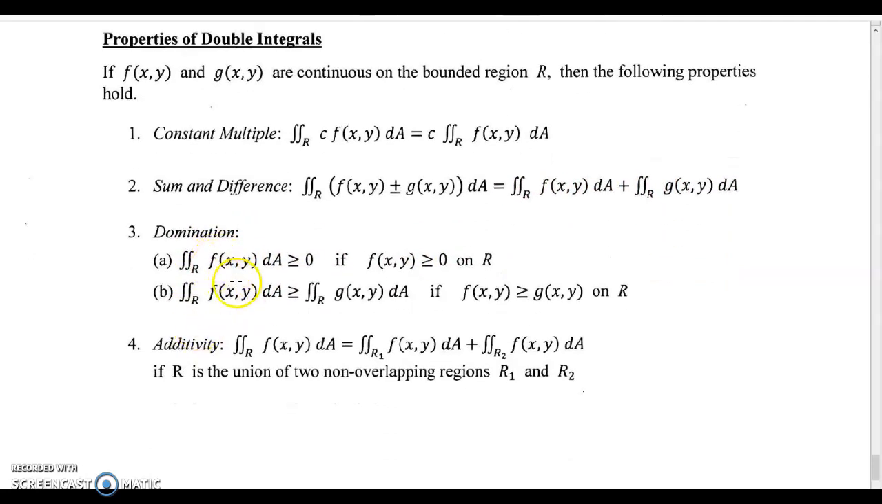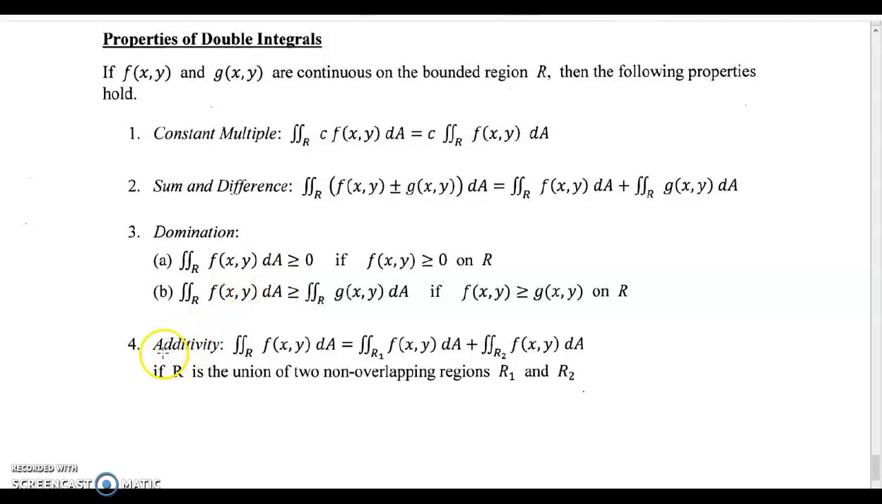And domination, that property says if I have a function that's integrated, the integral of that function, so the volume or the net signed volume underneath or above that function to the xy plane, that will always be positive if f is always positive on R, right? Because this represents a volume. Now, the integral of f of x y is greater than or equal to the integral of g, and that is true as long as the function f of x y is greater than or equal to g on R as well. Okay, so these are just very simple basic ideas if you just picture what we're finding here, that signed volume.